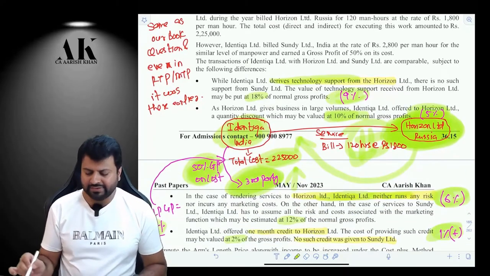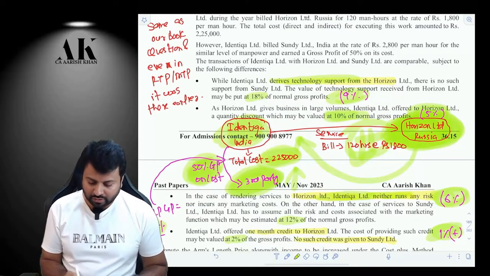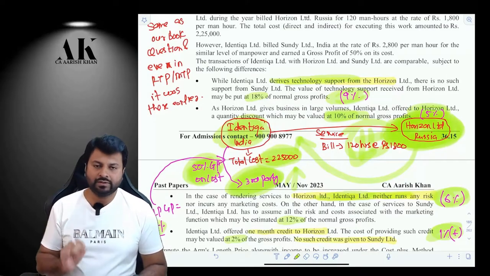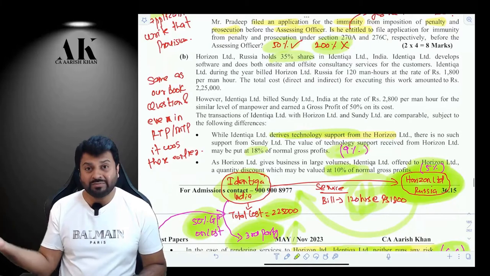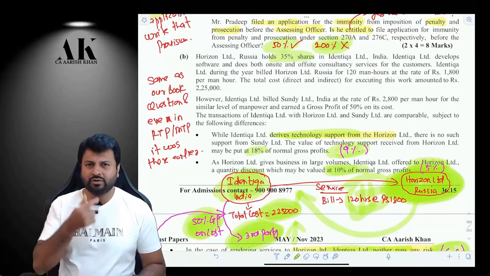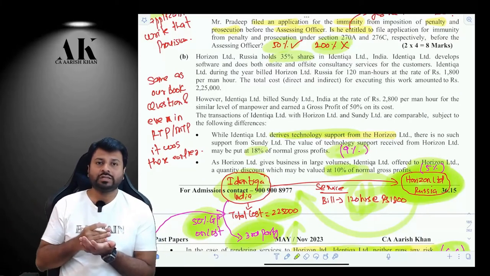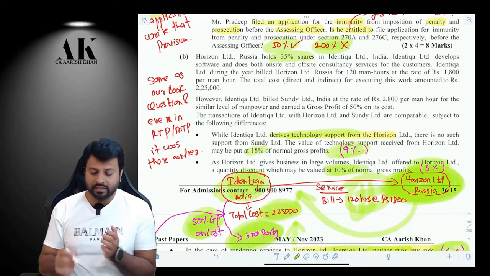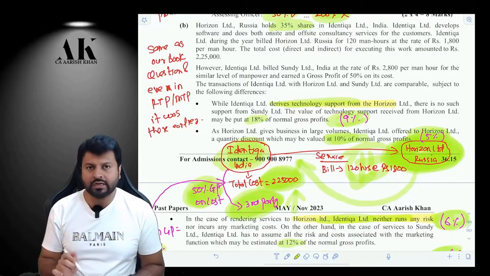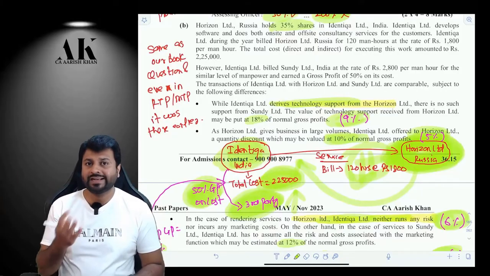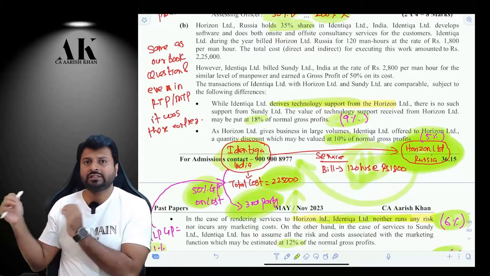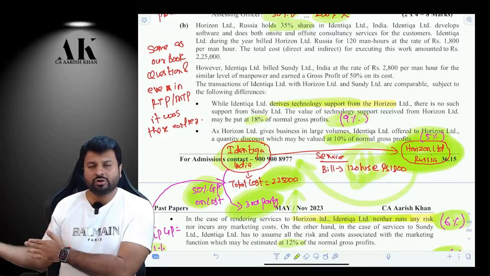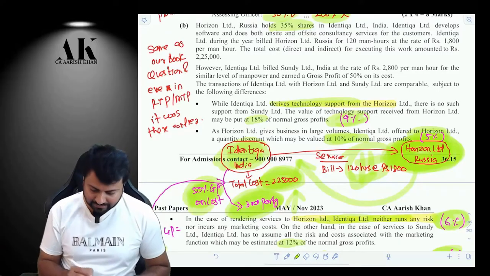Now, Identica is giving some services to Horizon. The total cost is 2,25,000. This is step one. Now, what is the GP margin to the third party? This is a question on cost plus method. In cost plus method, what are you supposed to find out? The cost in case of service given to associate enterprise, which is 2,25,000 rupees. Second step is you have to find out the arm's length GP. What is the GP margin on cost given to third party? That is 50%, which is given in the question.